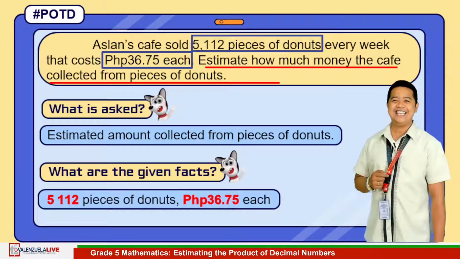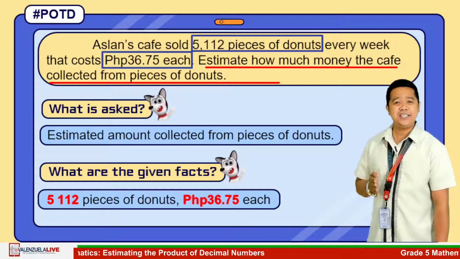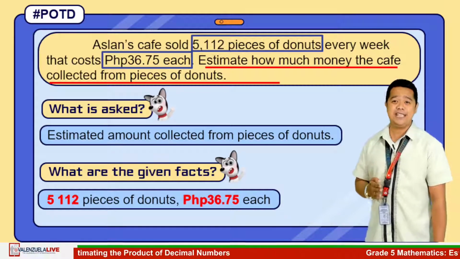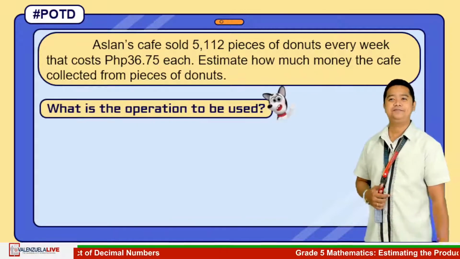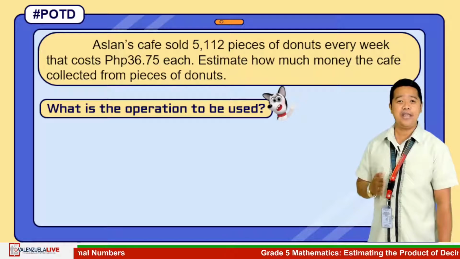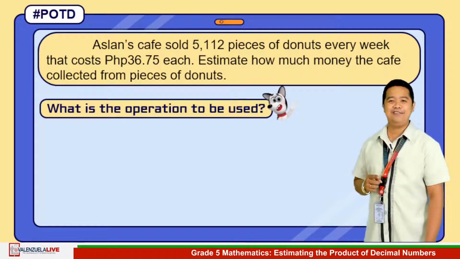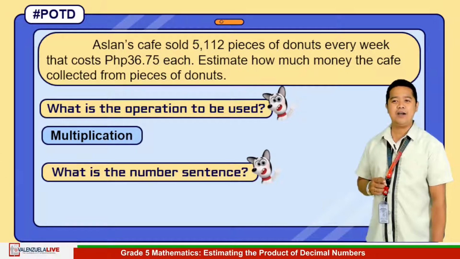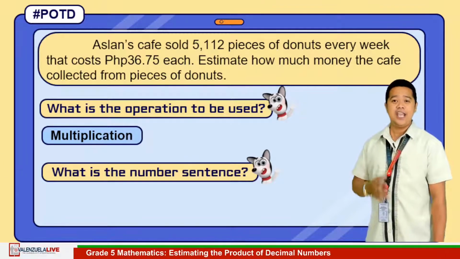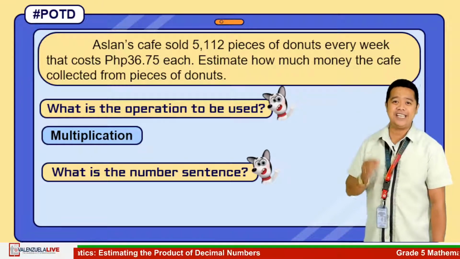Very nice. It is 512 pieces of donuts at 36 pesos and 75 cents each. How about this one? What is the operation to be used? Great job, grade 5. It is multiplication. And how about the number sentence? Can you make and formulate an equation using the given facts?